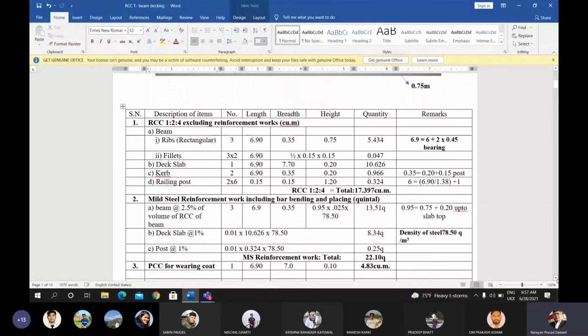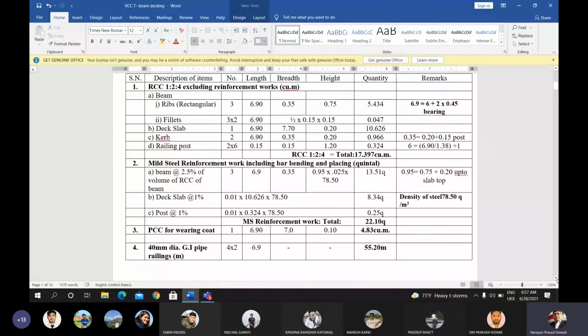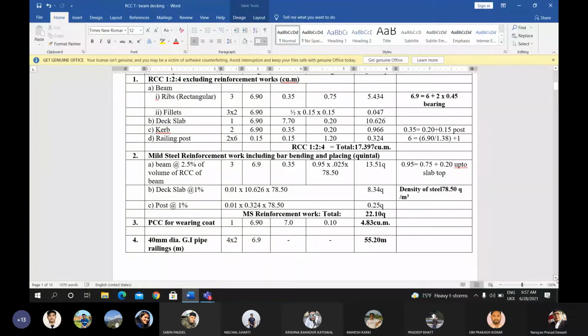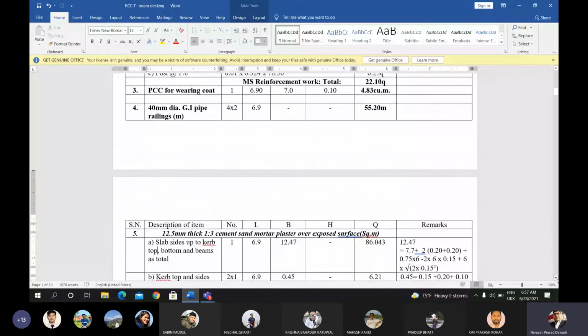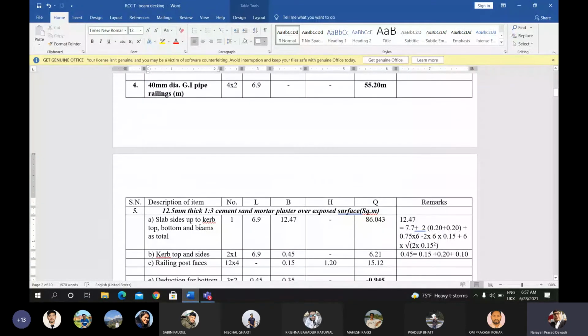12.47 meter, and that width is multiplied by the length of the span, the length of the bridge. You will get the total plastering of that portion. Okay, slab sides up to the curved top, bottom, and the beam as total. Slab bottom and the beam as total. You will get the cross sectional length as 12.47.